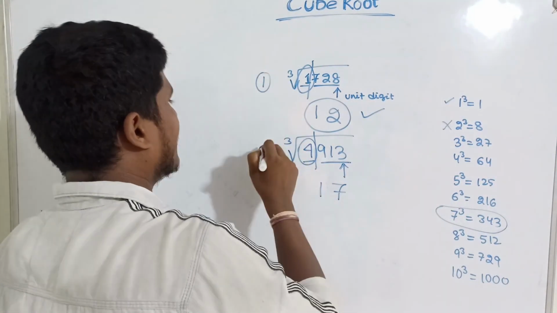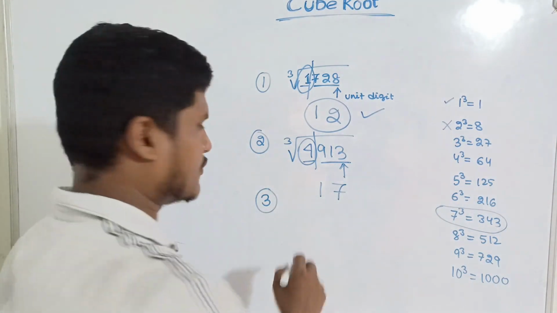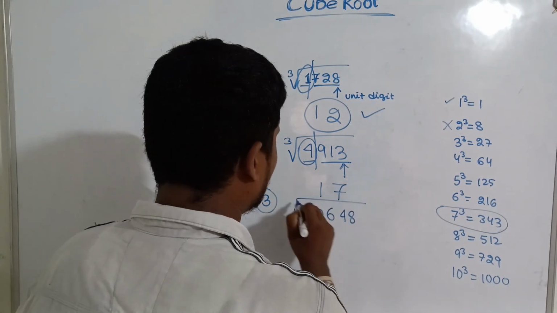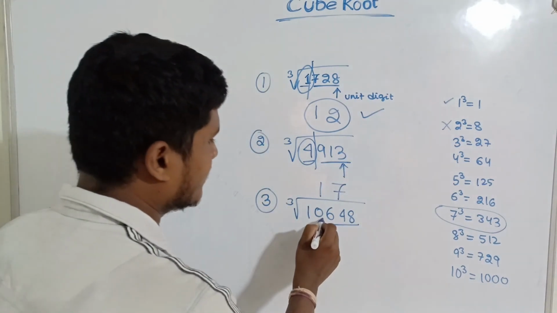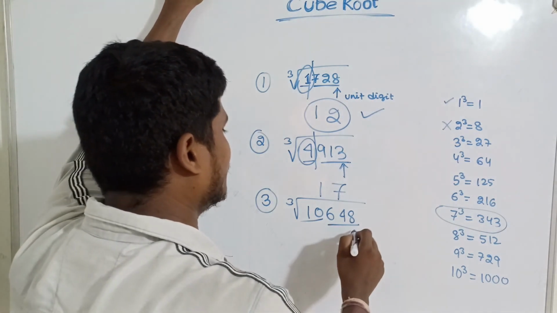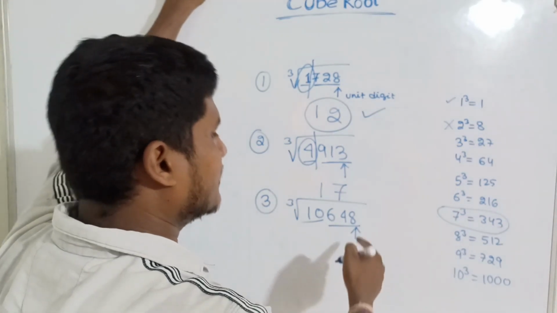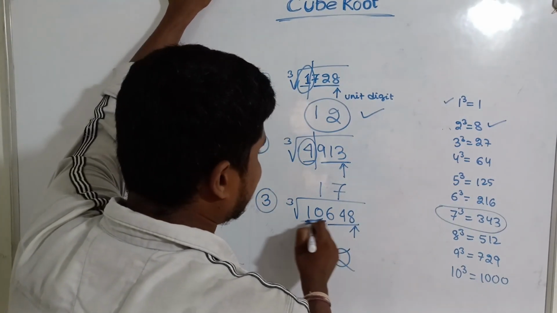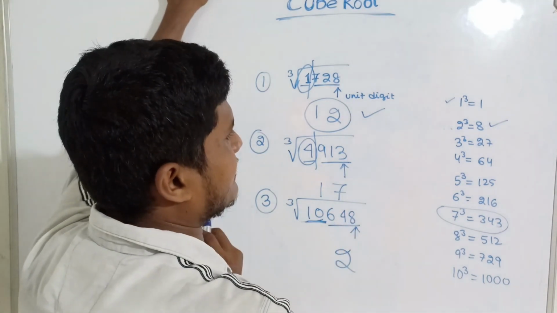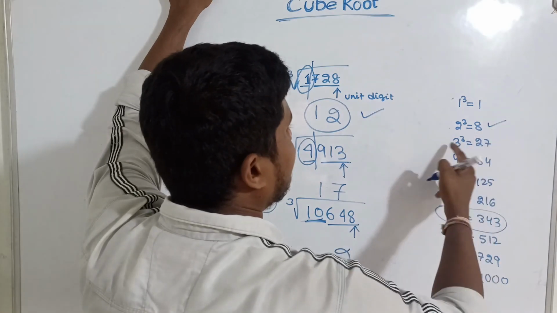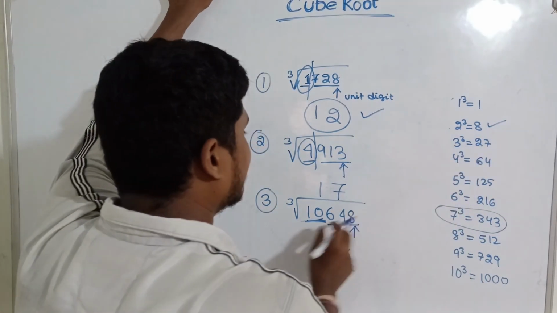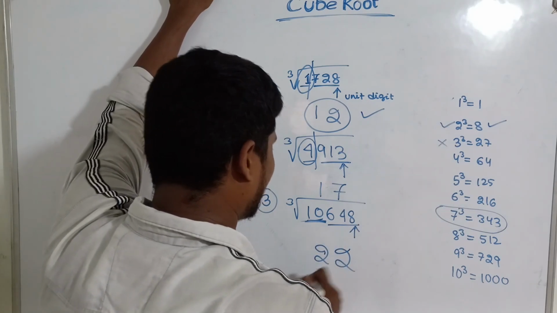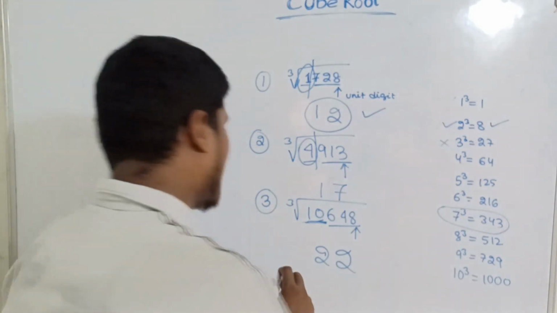Suppose another example: I want to find the cube root of 10648. Take the last 3 places, and the remaining 2 places separately. Here 648 has unit digit 8. Which number's cube has unit digit 8? 2's cube has unit digit 8. Just put 2 here. And the remaining 10: which number's cube is nearest to 10? 2 cube is 8, 3 cube is 27. 27 is more than 10, so don't take 3. Take the previous number, that means 2, whose cube is 8. So the cube root is 22. 22 cube is 10648.